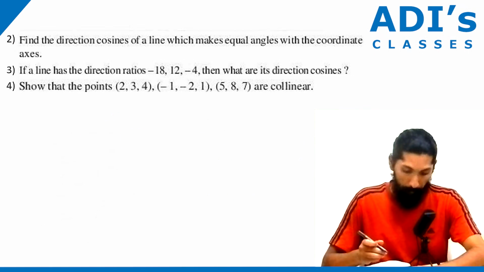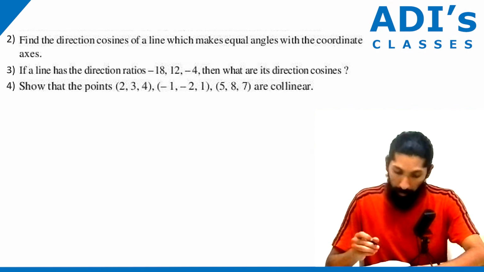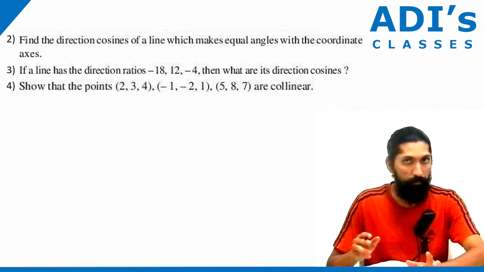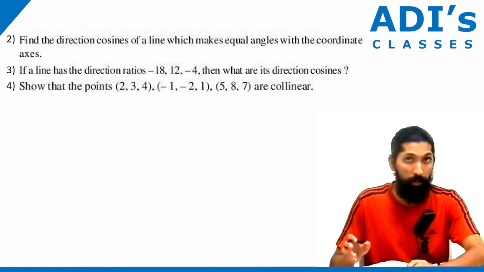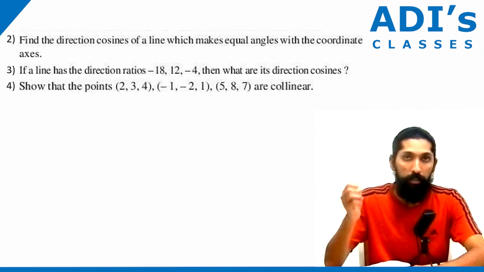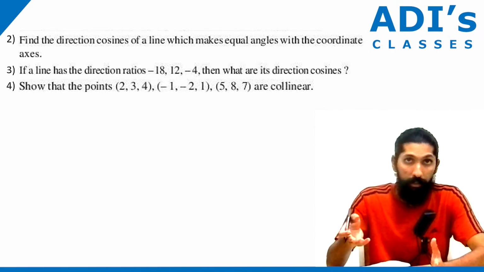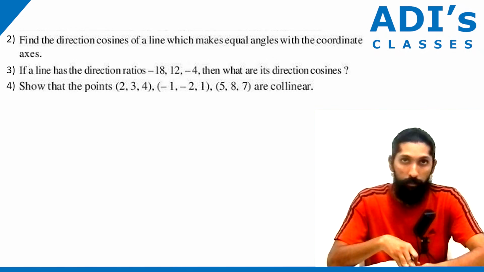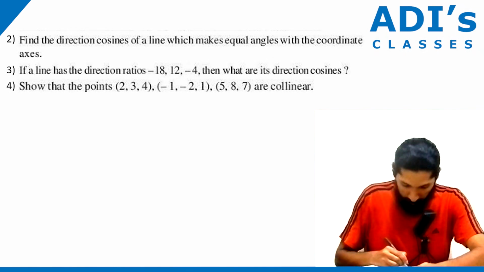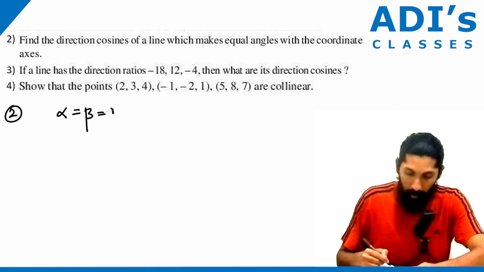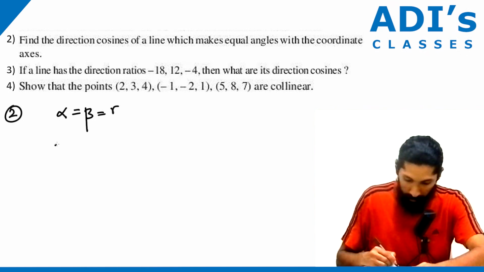See the second one. Find the direction cosines of a line which makes equal angles with coordinate axes. Correct? Equal angles with coordinate axes. In other words, we can say that it has to be an equal angle, right? With alpha is equal to beta is equal to gamma. That means for the second one, since alpha is equal to beta is equal to gamma, we can say that l is equal to m is equal to n.